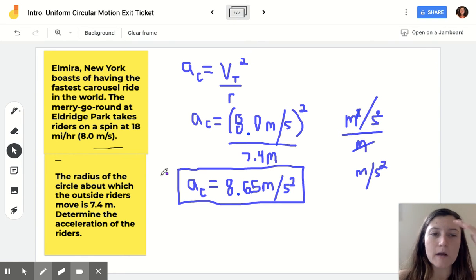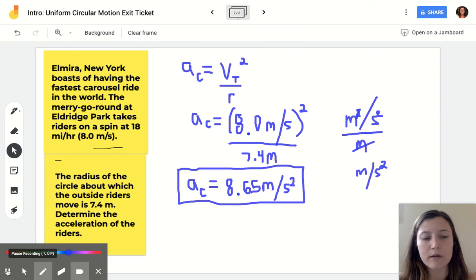Alrighty, so those are the two problems from the Intro to Uniform Circular Motion exit ticket. I'm going to quickly review one more question from the Google form that was assigned on Friday, which was based on Thursday's video.